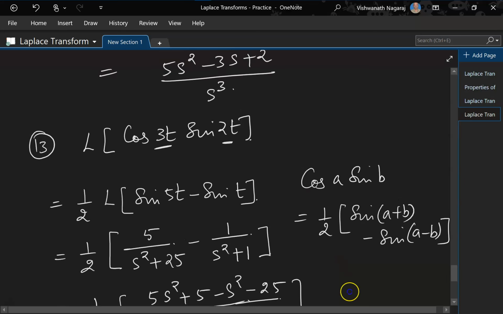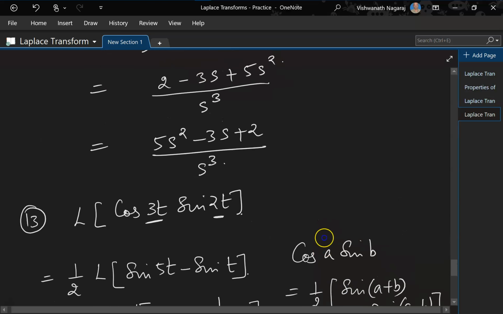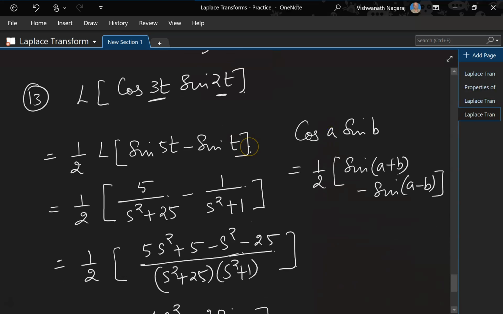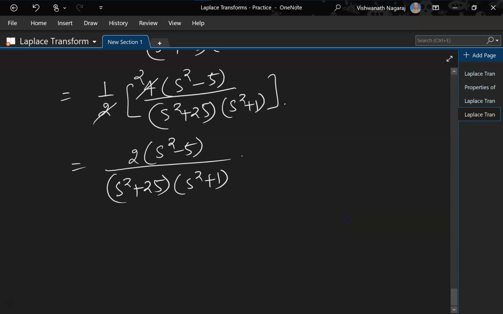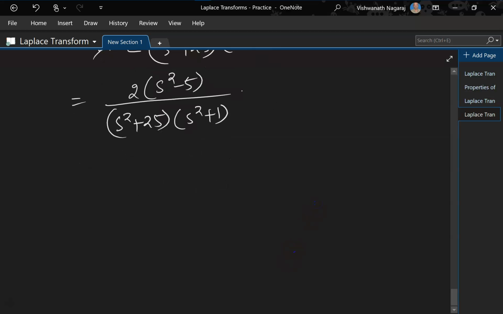So as you might have noticed, in some cases you might have to know the identities, right? Whether it is related to algebra or trigonometry, you have to know those identities so that you can convert the given function into a combination of elementary functions. Okay, so that way it would become very easy for you to figure out the Laplace transforms.